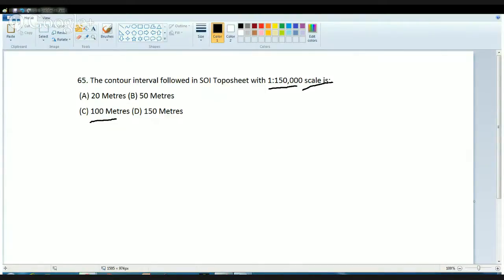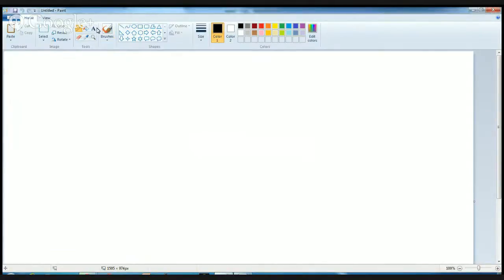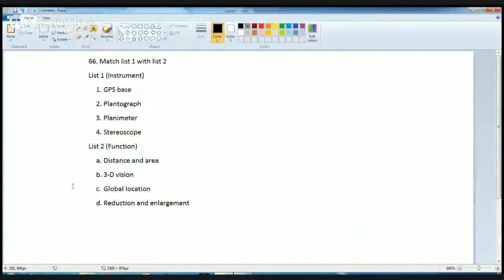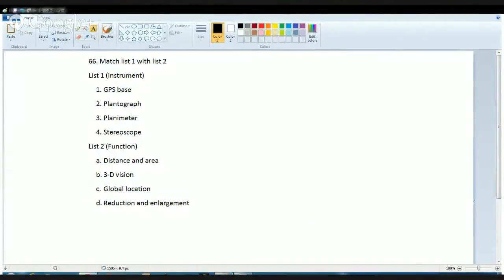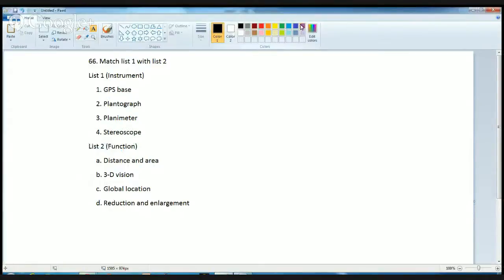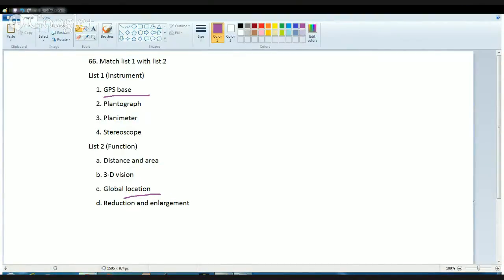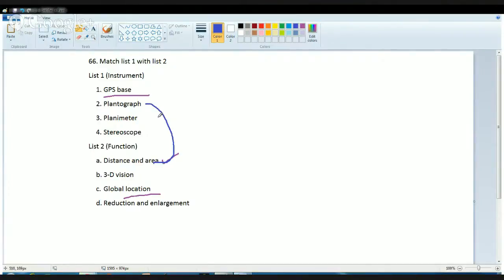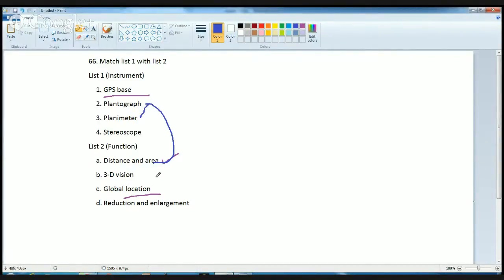Now the next question, we talk about matching. Match the following again. You have two lists, list 1 and list 2, and you have to match the instruments with the various uses. First is GPS base. GPS base helps to provide the global location. Then you have planimeter. Planimeter is an instrument that measures distance and area.